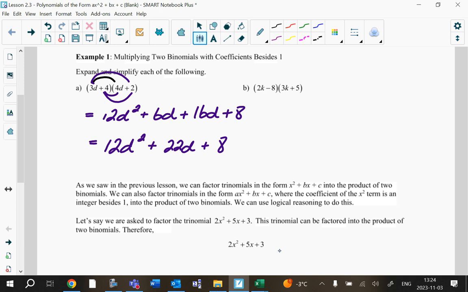Notice something when we multiply binomials. When we multiply the first term in each binomial, it's always the first term of the answer, which is a trinomial. When we multiply the last two, it's always the last term in the answer of the trinomial.